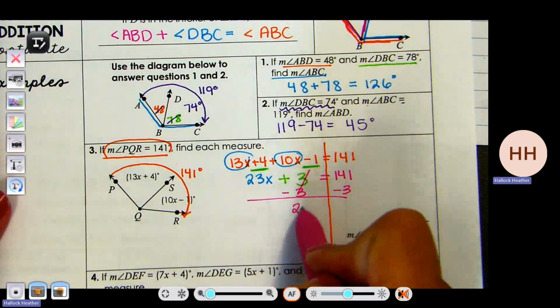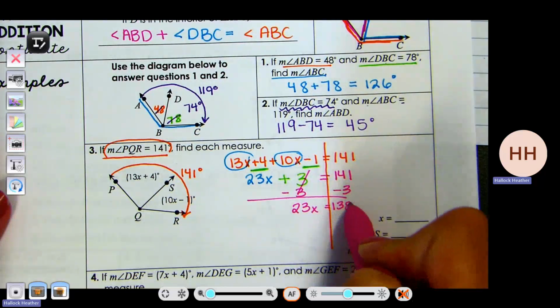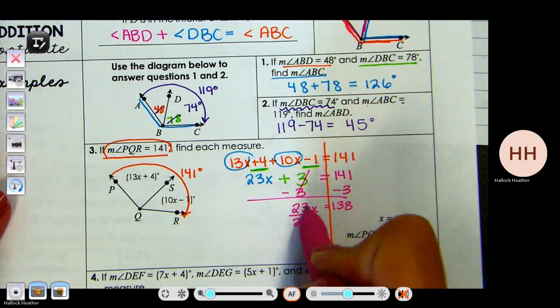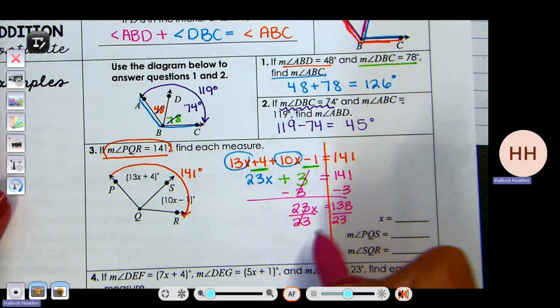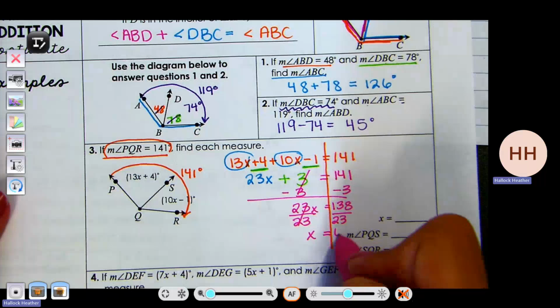And then I'm going to divide. So 23x equals 138. And then divide. So if you divide by 23, what do you get for x? What is it? 6. Okay, good.